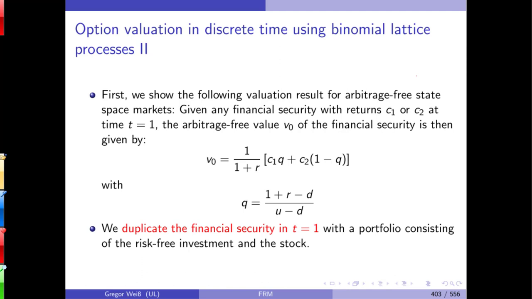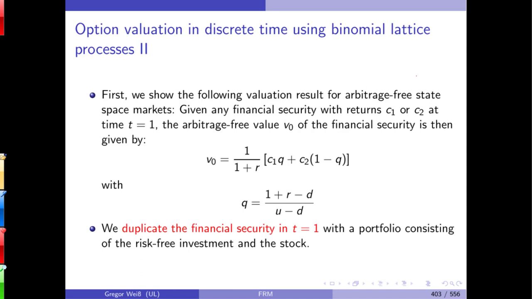Now, first, we'll take a very simple result for an arbitrage-free state space market. Given any financial security with returns C1 and C2 at time T1, the arbitrage-free value V0 of the financial security is given by Q times C1 plus (1 minus Q) times C2, discounted with 1 plus R, and Q is given by (1 plus R minus D) divided by (U minus D).